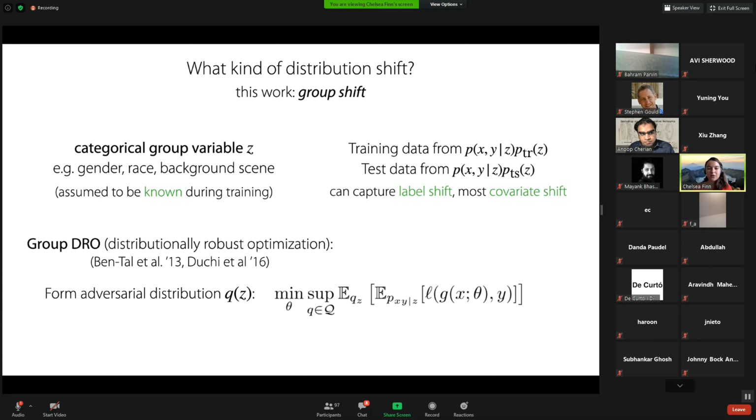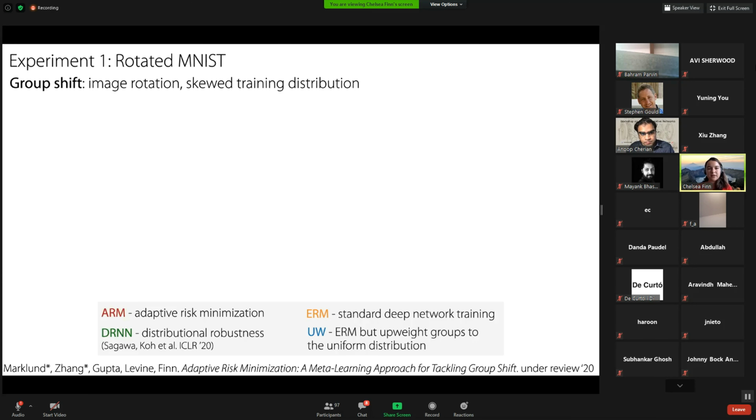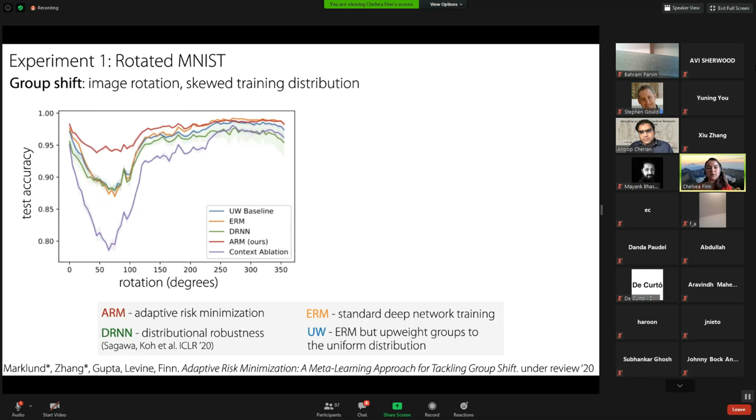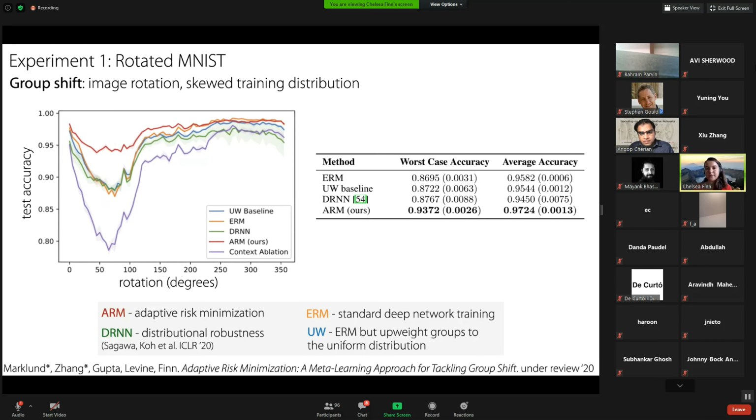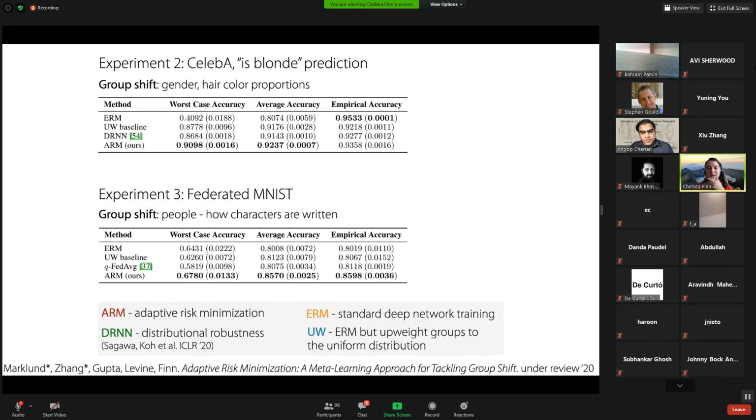And we actually consider a Q of Z that, in our experiments, differs based on the particular application. In the MNIST example, the distribution over Z's that we're producing is essentially a uniform distribution over rotations. In CelebA, we consider all possible proportions of gender and hair color, introducing different kinds of distributions so that you don't have spurious correlations, which existed in the original data set. And in the federated MNIST case, the different distributions correspond to different people's handwriting. Oh, I see. Okay, thanks.